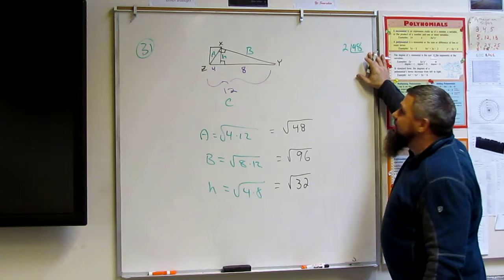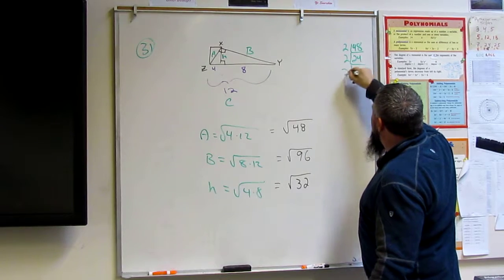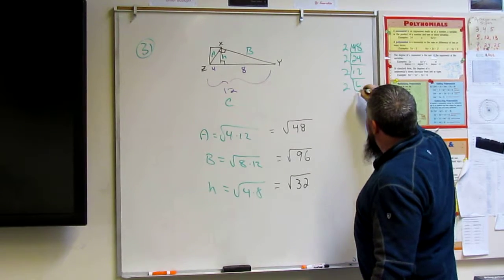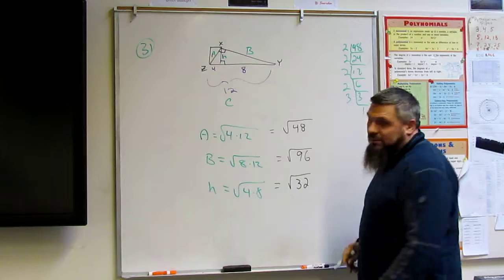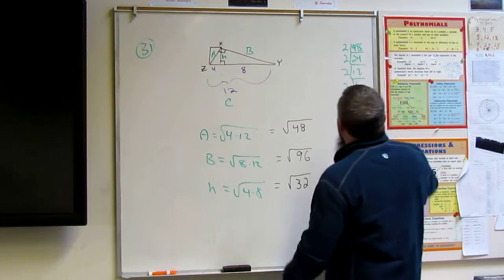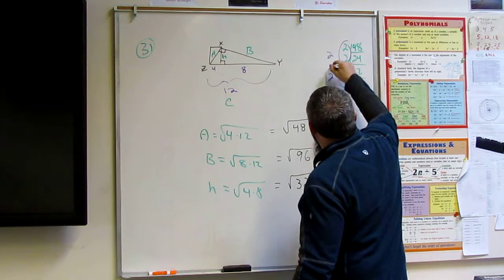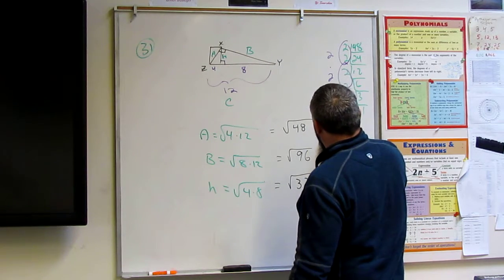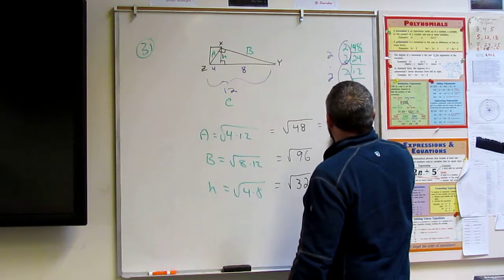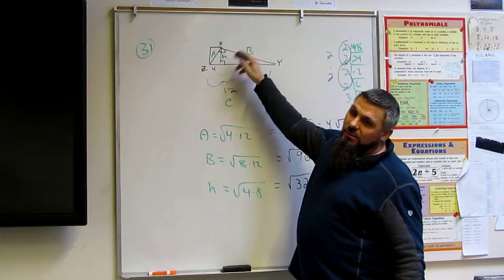So 2 goes into there, 24. 2, 2, 2, and 3. Right? And then pull out the pairs. So that's what's 2 times 2? 4. Okay? So it's 4 square roots of 3. That's what A would be. Okay?